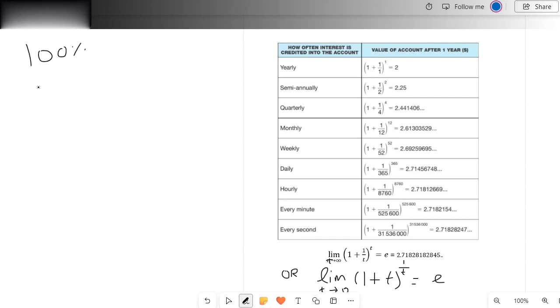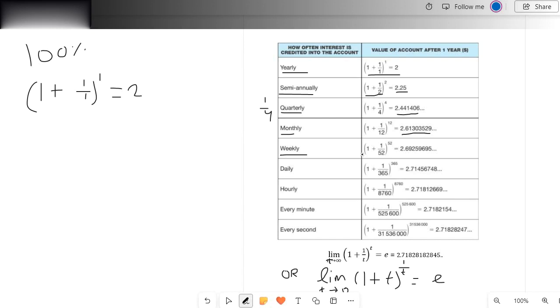So after 1 year, the value of your account will be (1 + 1/1)^1 = 2, as shown in the table. And if the interest was calculated every half a year, which is semi-annually, then you would get (1 + 1/2)^2, or squared, which equals 2.25. And if it was for 1/4 of the year, or quarterly, then you would get 2.441406.